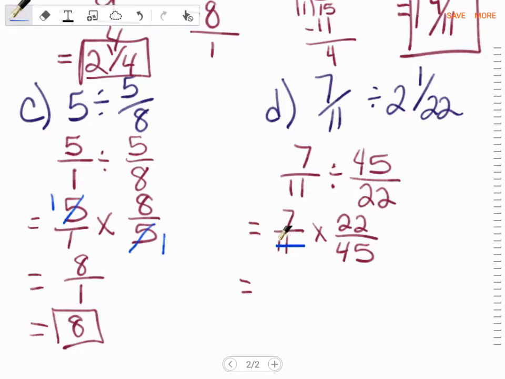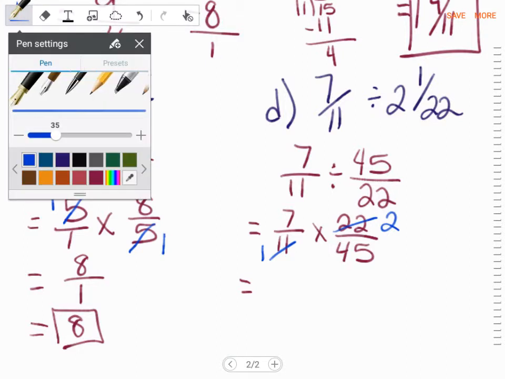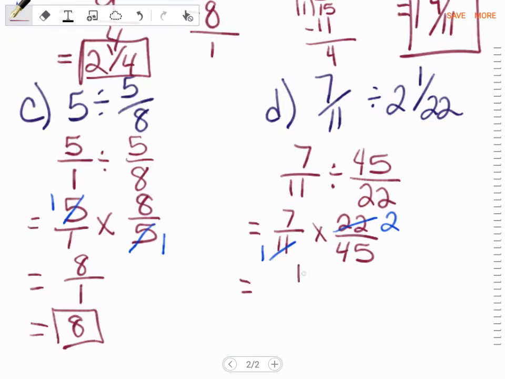Now look at 11 and 22. 11 and 22, we can cross-cancel. 11 goes into 11, and 11 goes into 22. 11 goes into itself one time, and it goes into 22 2 times. And I just want to finish this problem off. If I say 7 times 2, I will get 14. 1 times 45 just gives me 45.